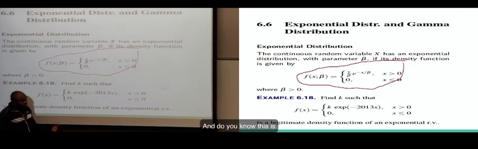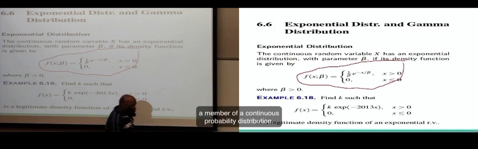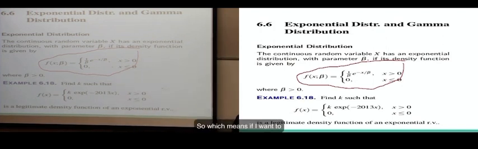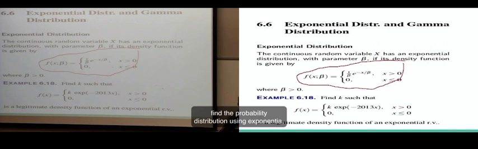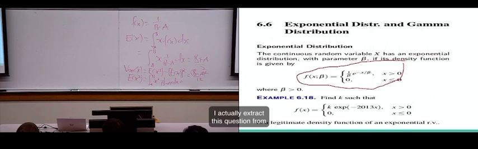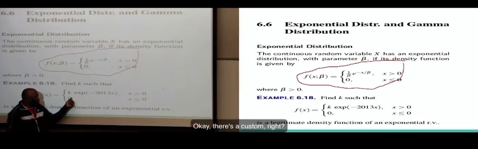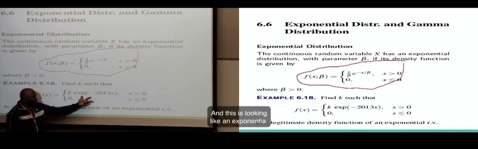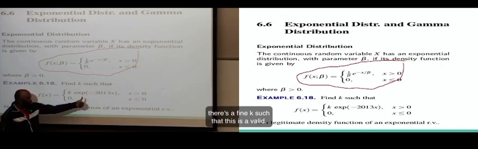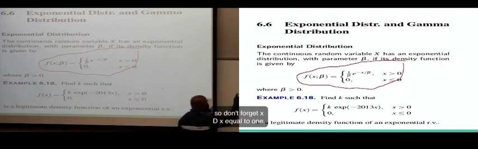This is a member of the continuous probability distributions, which means if I want to find the probability using exponential, then I need to perform an antiderivative. Now, let's take a question from the textbook. In this question there's a constant k, and this is looking like an exponential. They say find k such that this is valid. So don't forget the integral of f(x) dx equals 1.